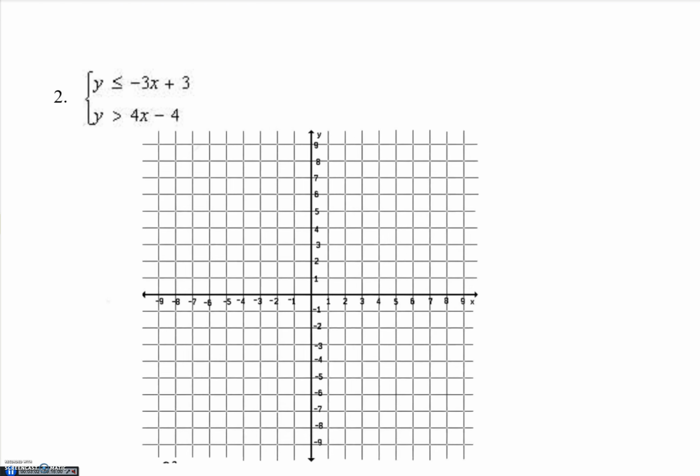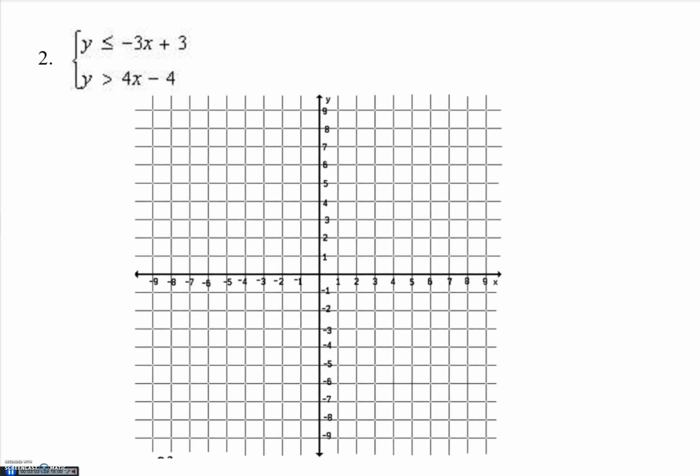The same idea. We're going to start at the y-intercept, which is 3 for the green line. There's the y-intercept, it's 3. So we'll put it down at 3. I'm going to make -3 a fraction, that's -3 over 1. So I'm going to go down 3 over 1. So down 1, 2, 3 over 1. There's that line. It's less than or equal to, so it's going to be a solid line.